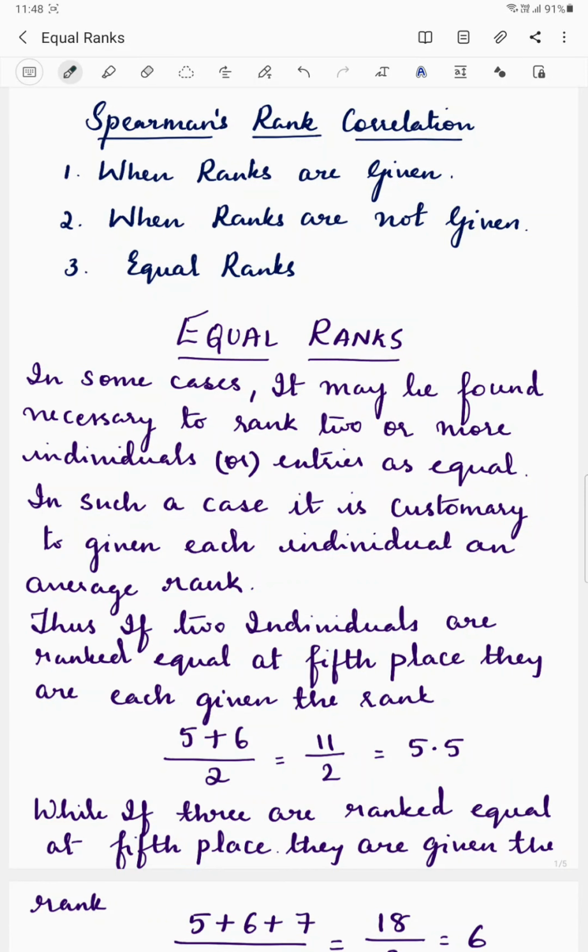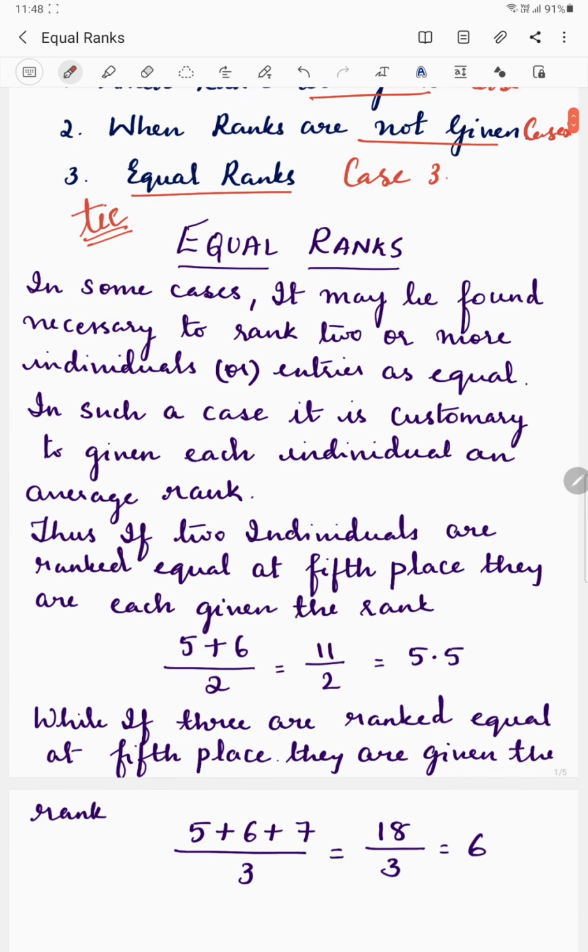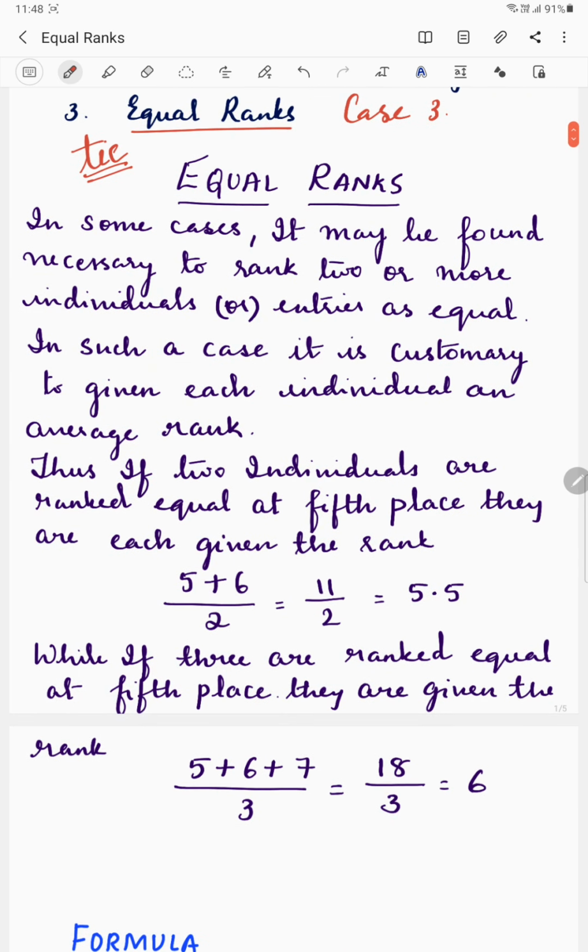So today in this session we will understand Spearman's rank correlation, case 3. This is case 1, case 2 and case 3. Case 1 is when ranks are given, case 2 is when ranks are not given, and the third one is when ranks are equal or there is a tie between the ranks. So you can see the theory.